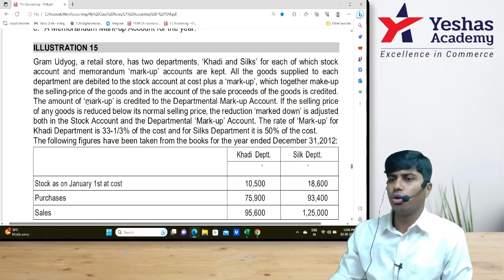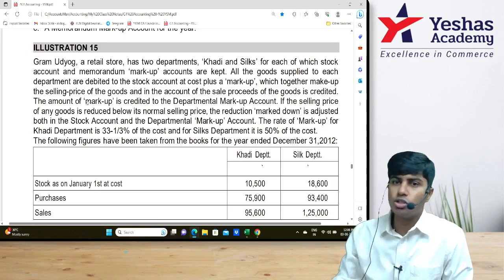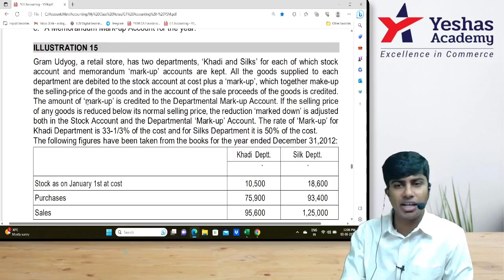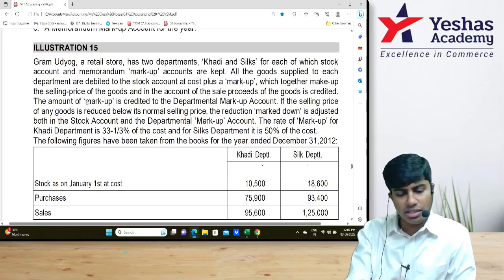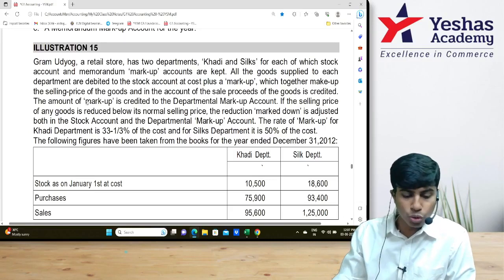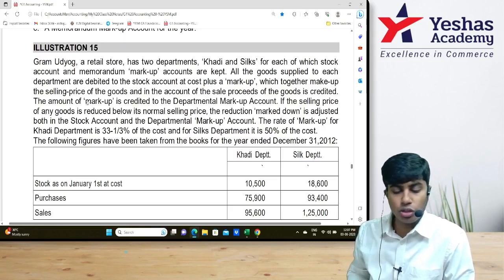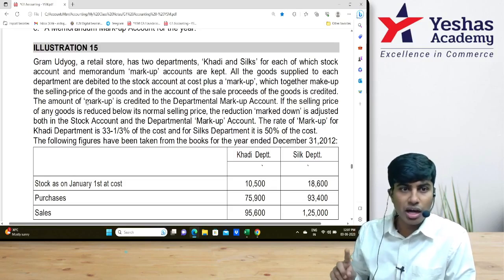So today we are going to do another question, illustration number 15 from our class material. This is also there in your ICA study material. If you open our ICA study material, this is the last question in the departmental accounting chapter. Gram Udyog. So Gram Udyog is a retail store. It has two departments, khadi and silk.